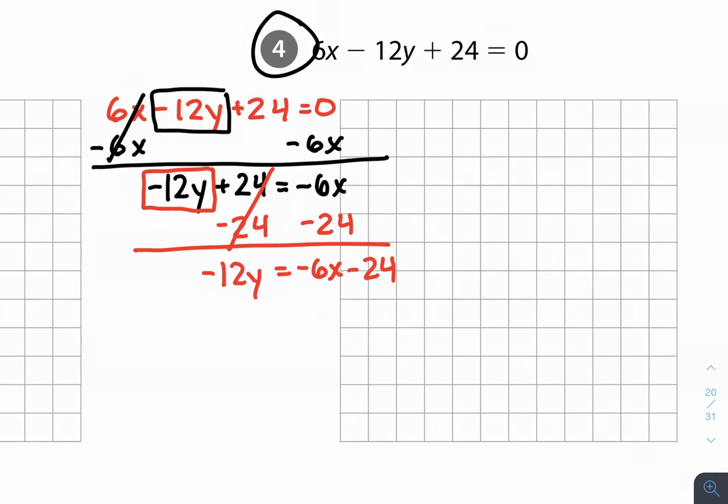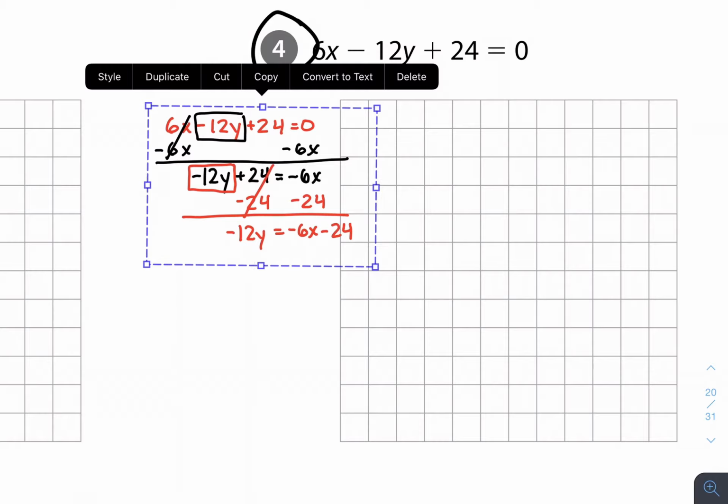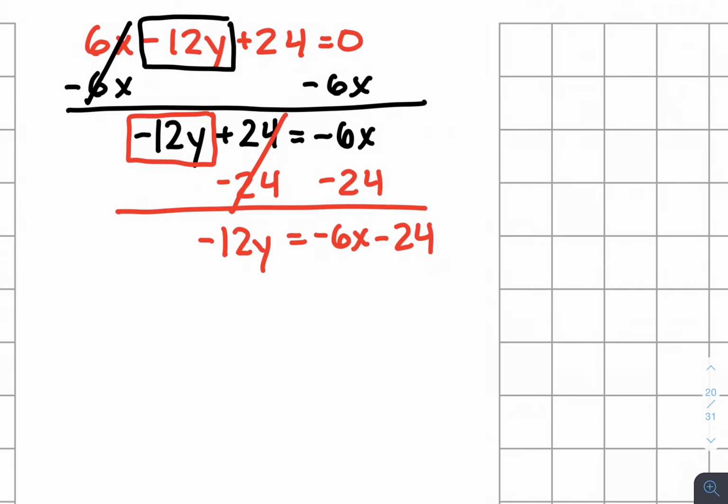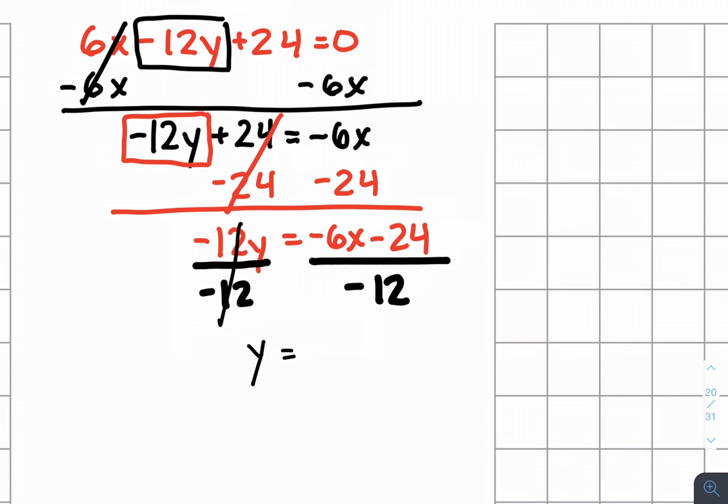And now I have to get the y completely by itself. So I'm going to divide both sides by negative 12. That cancels out, leaves me with a y on the left, and on the right, negative 6 divided by negative 12. A negative divided by a negative is positive. 6 divided by 12 is 1 over 2, or 1/2.